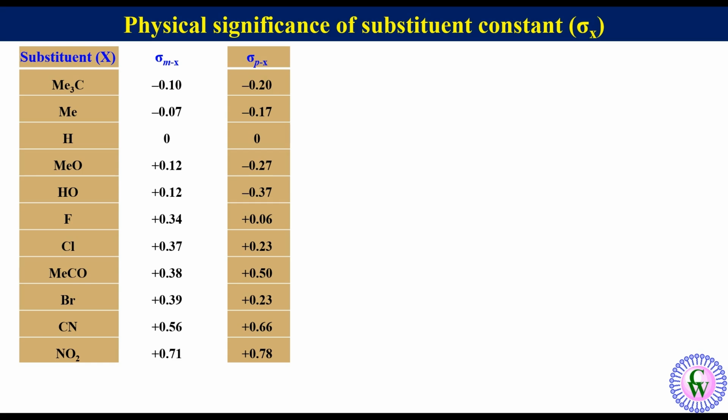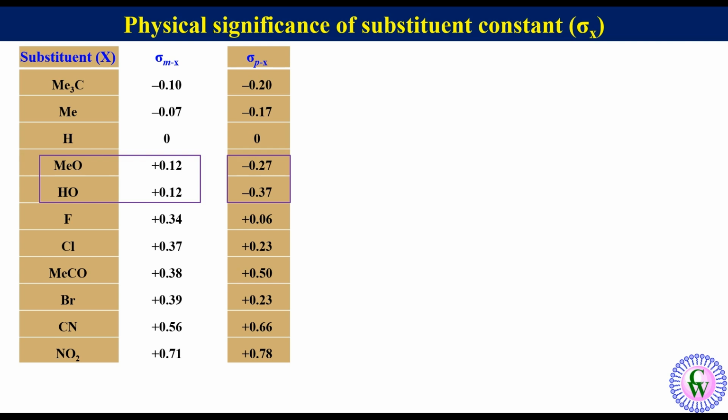Now look at the sigma x values for the para substituents. It is evident that for a particular substituent there is not only a change in the magnitude but also in sign. For example, both the methoxy and hydroxy groups have sigma x values of plus 0.12 at meta, but at para, these values are minus 0.27 and minus 0.37, suggesting that these groups are acting as electron acceptors at meta and electron donors at para.